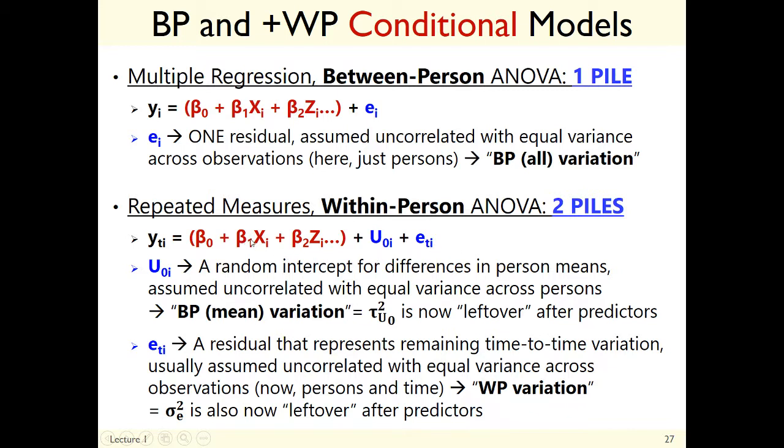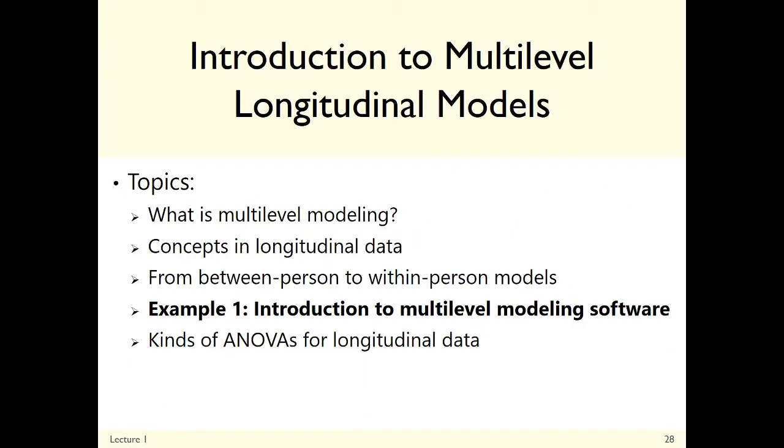So after we put in between person predictors at level 2, we can talk about how much random variance in the intercept is left over, and we can compute an R-square for that. Likewise, after we put in within person predictors at level 1, we can think about how much of the level 1 residual variance is left over, and we can have an R-square for that. So after we get the piles going, then it turns into something much more similar to regression.